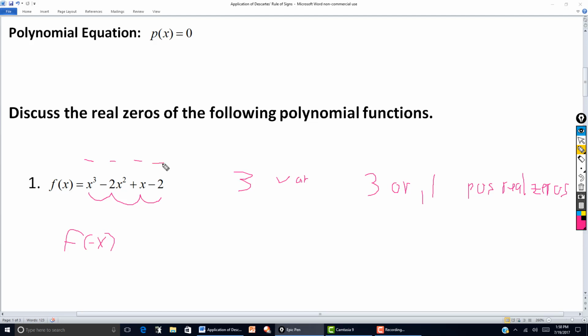Okay, so how many variations in sign do we have? It stays negative, so I have 0 variations. Okay, so this basically tells me that I have 0 or no negative real zeros.